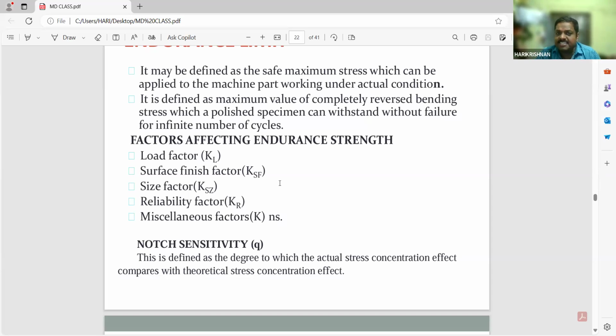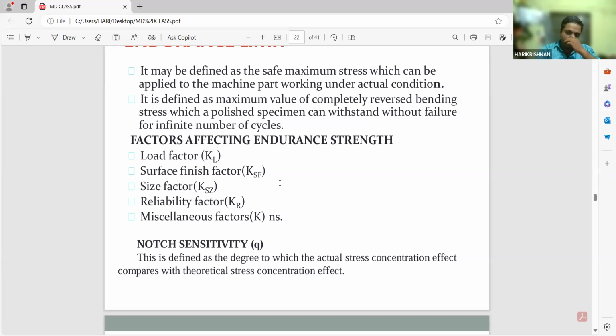So it is defined as the safe maximum stress which can be applied on a machine part working under actual condition. It is defined as the maximum value of completely reversed bending stress which a polished specimen can withstand without failure for an infinite number of cycles. So that means the maximum safe stress. If it is above that stress, what happens?